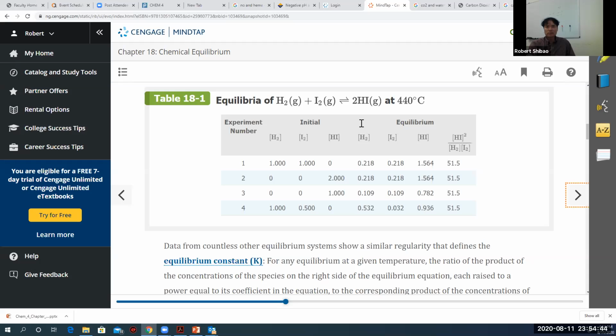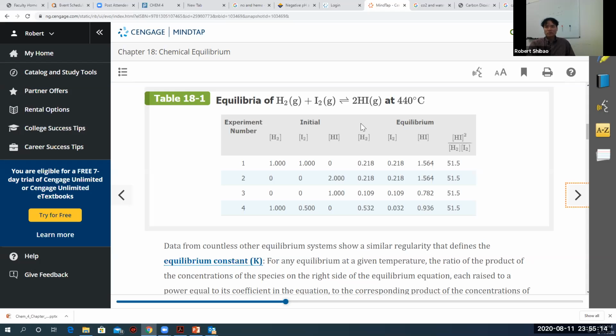So in experiment 1, they start off with 1 molar hydrogen and 1 molar iodine. And this is initial. And then they wait for the reaction to finish. Once the reaction is finished, they see they have a mixture. Not all the hydrogen reacted. They have 0.218, and that's not going to change because we reach this state of dynamic equilibrium. And the iodine's the same, and we formed HI.